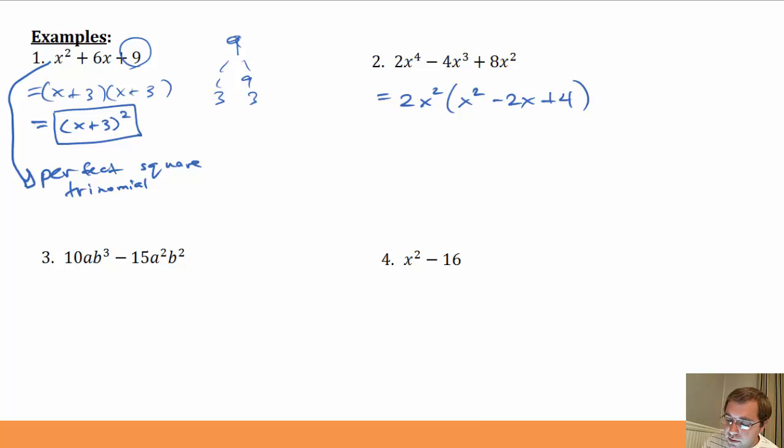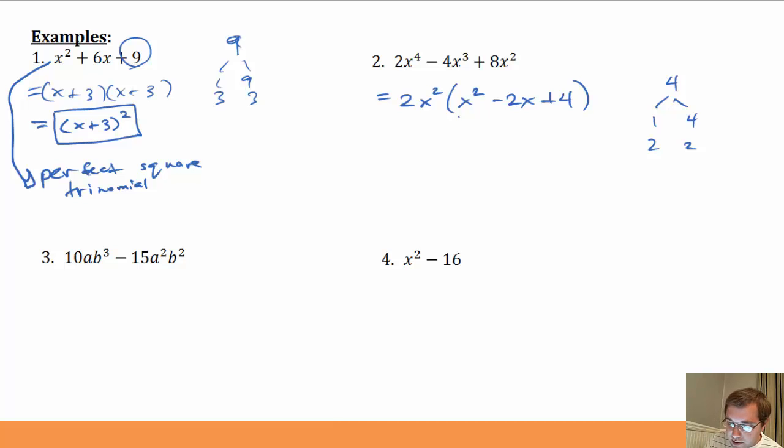So we look for factors of 4 that add together to give us negative 2. Well, factors of 4 would be 1 and 4, or 2 and 2. Even if I made one of them negative, they wouldn't multiply to give us a positive 4. So I either have to have them both be positive or both be negative. Either way, they're not going to add together to give us negative 2.